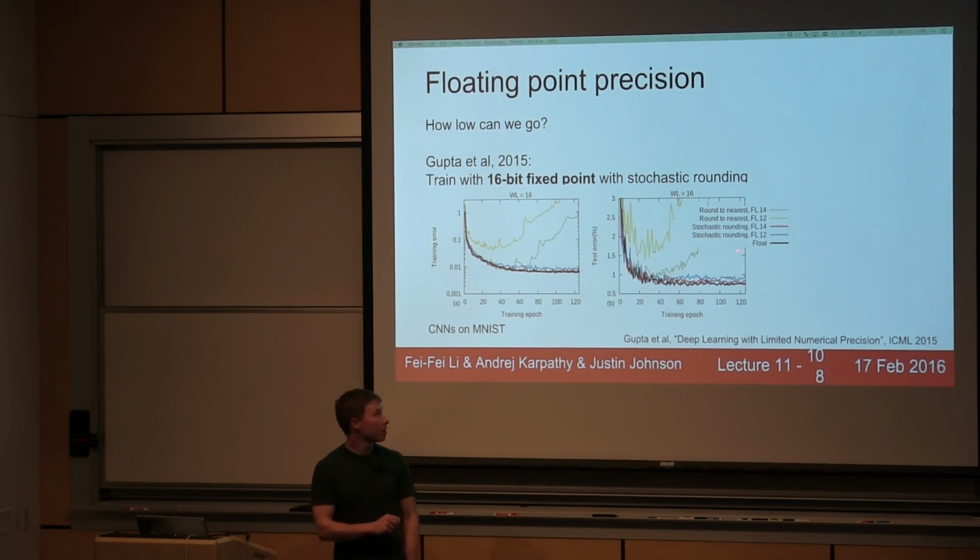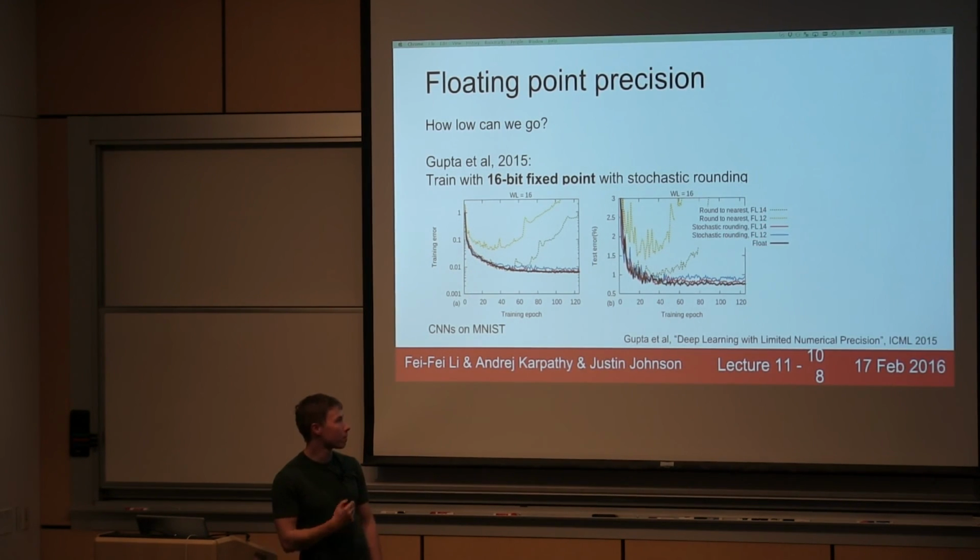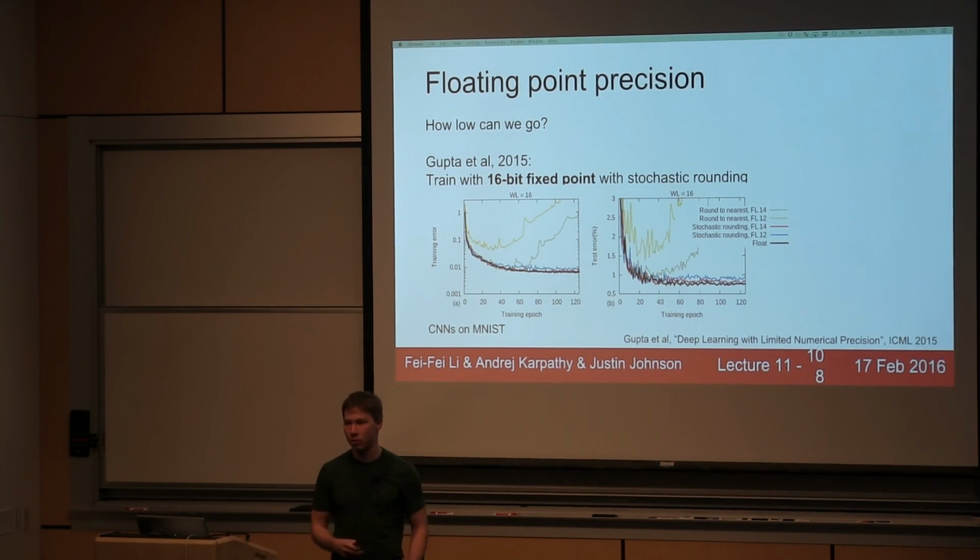So they found that, for example, these were 16-bit fixed point numbers with 2 bits for the integer part and between 12 and 14 bits for the fractional part. When you use the idea of always rounding to the nearest number, these networks tend to diverge. But when you use these stochastic rounding techniques, then you can actually get these networks to converge quite nicely, even with these very low precision numbers.